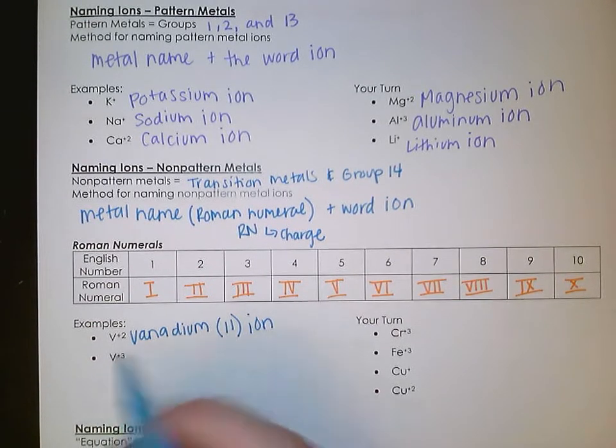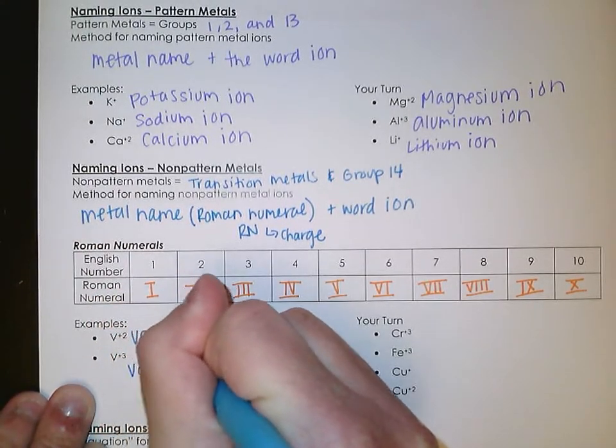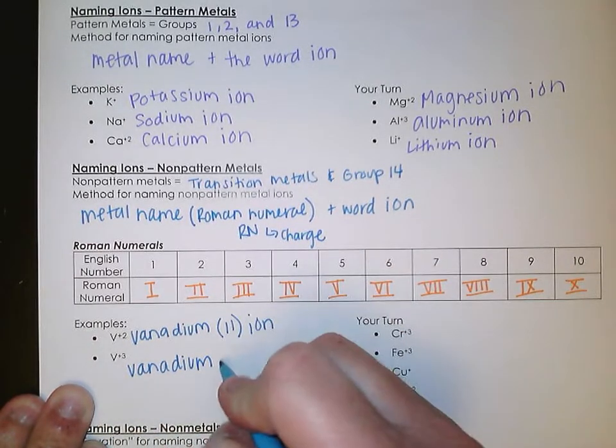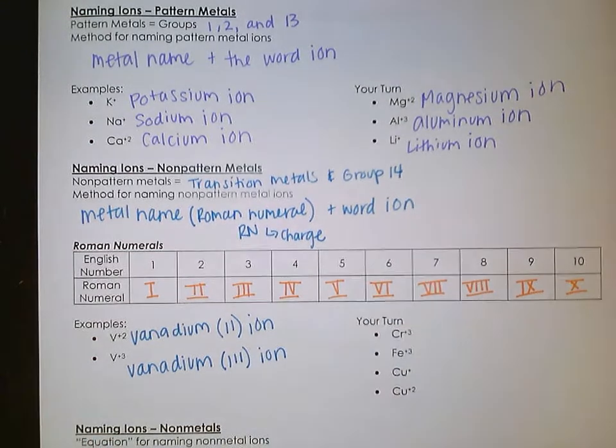Now this is still vanadium, so that part's still the same. But instead of 2, my charge is now a 3, so I need to change that Roman numeral. That is what makes that different. Pause the video and check out those next 4 on the Your Turn and see what you get.